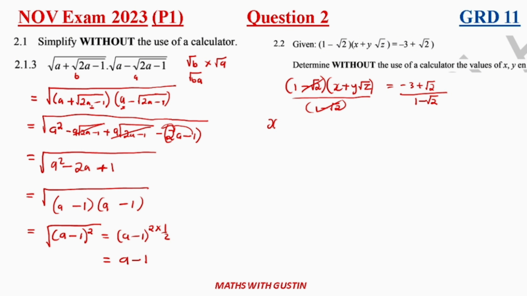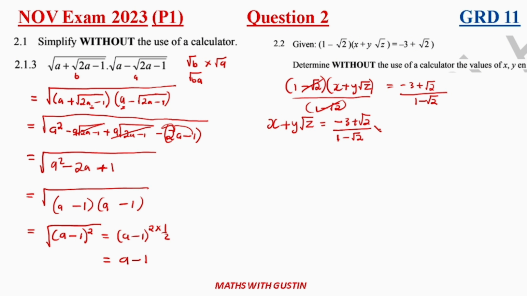So we're going to be left with x plus y square root of z is equal to negative 3 plus square root of 2 all over 1 minus square root of 2. Now if you have a look at this question, we are stuck. There's nothing that you can do, you can't simplify any further. So if you ever find yourself doing surds and you get stuck, please rationalize the denominator.